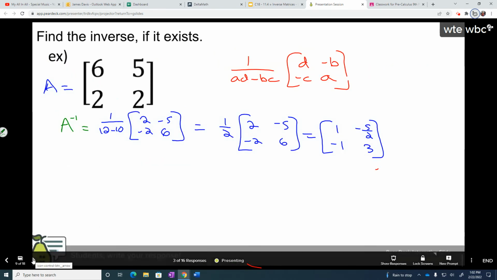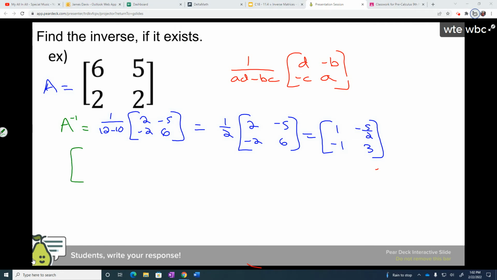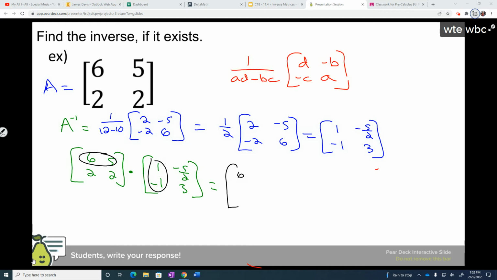But using that fact, if you needed to prove it, you could say this matrix 6, 2, 5, 2 times this one should give me the identity matrix. You're right. So let's test it out. We do row times column. So 6 plus -5. And then we do row times column. It's going to be -30 over 2, so -15 plus 15.